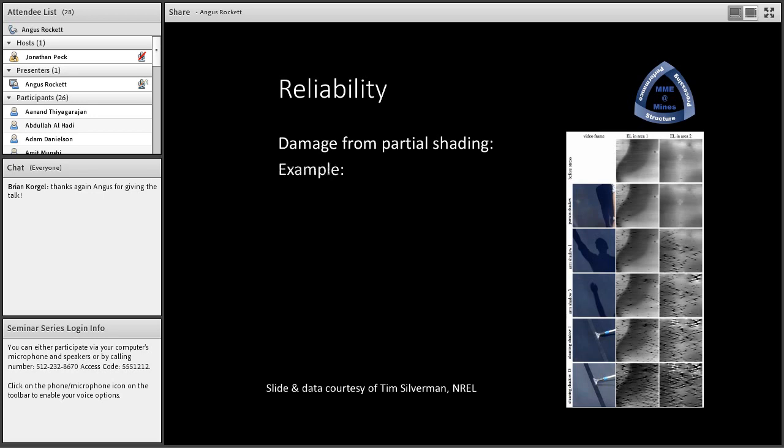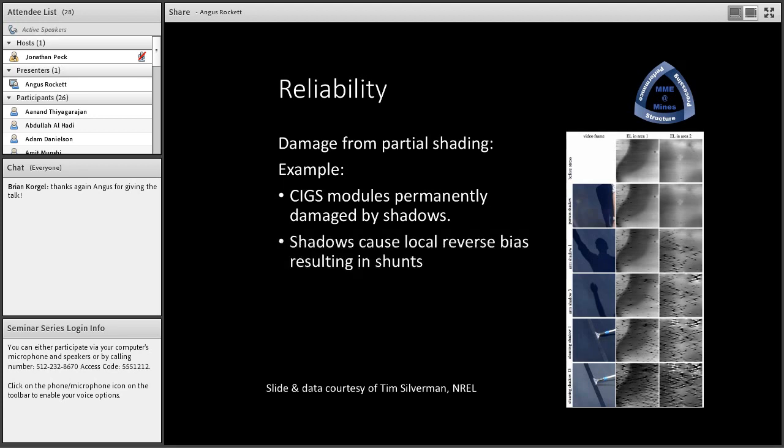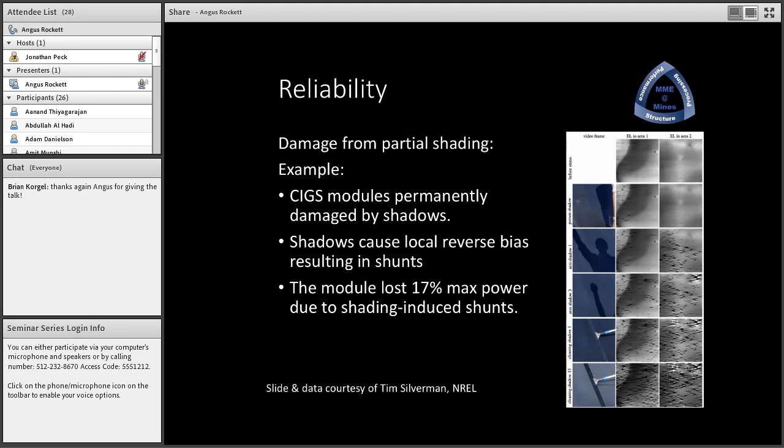One of the things that certainly happens is that shadowing can have a big negative impact. I'll show you some data on that in a minute. And of course, NREL has accumulated a large amount of data on these devices if you want more details. The damage from partial shading is shown here, data from Tim Silverman at NREL, and they've looked at shading of the modules and found that any kind of shadowing that you put on the module produces permanent damage. Although the array that I have has severe shadowing problems, especially in the wintertime, and it still operates reasonably well. So that certainly hasn't killed the array at all.